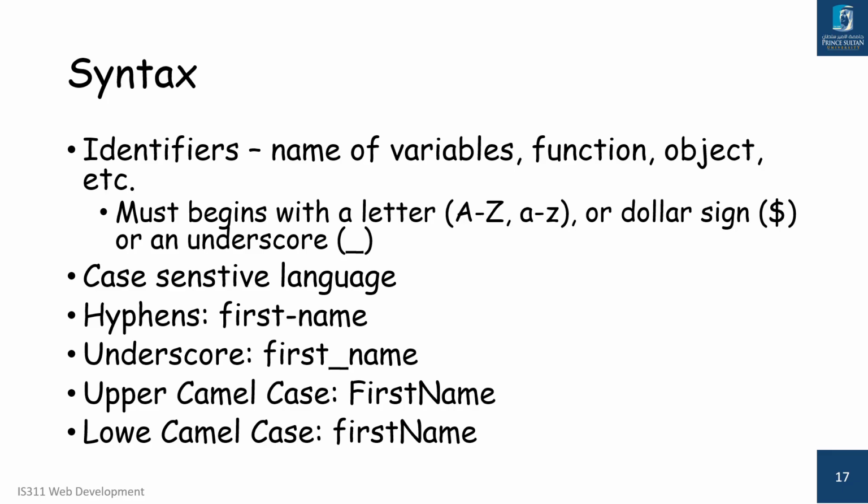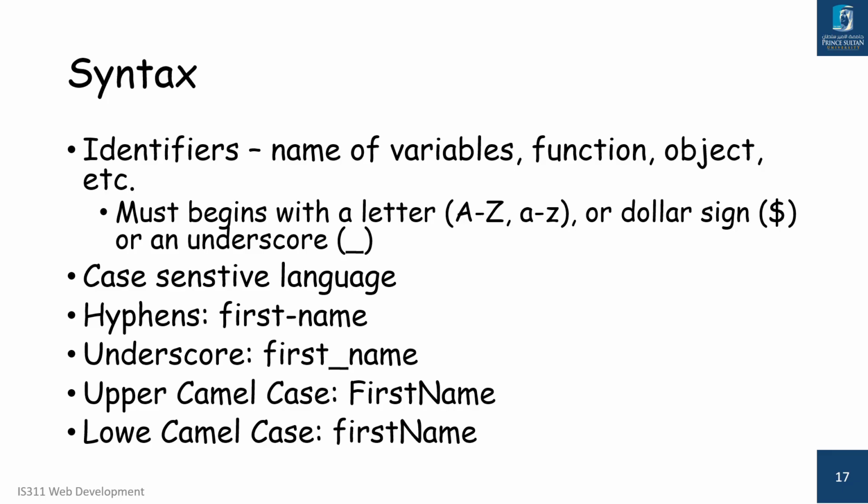Then again, identifiers are the names of the variables or the methods or the classes. The simple rule is that they can start with a dollar sign, an underscore, or a letter, capital or small, but they cannot start with a number. I cannot say 1myVariable. I can say myVariable1, but it cannot start with a number. They are case sensitive: capital A and small a are two different things. They are not the same. Again, hyphens: we can use names like first dash name or first underscore name.